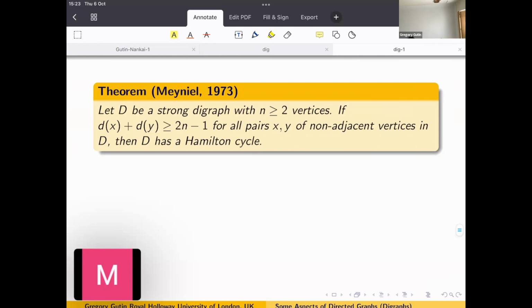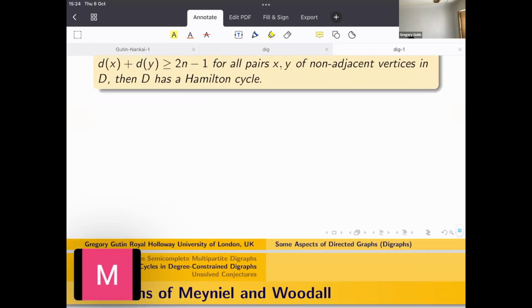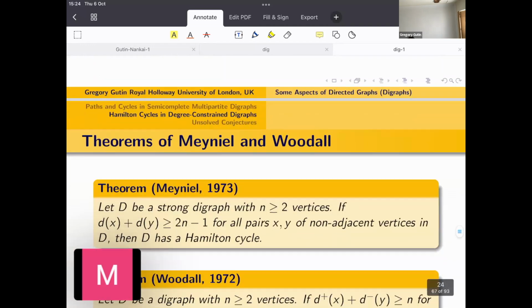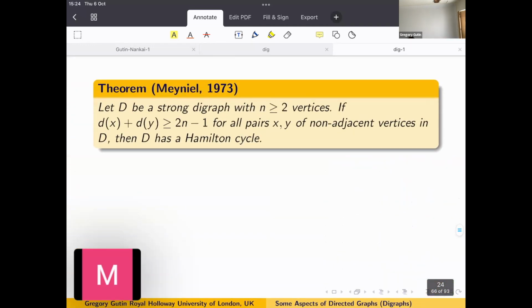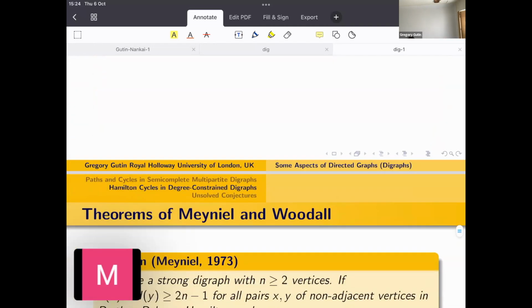Manoussakis proved a theorem in 1973: if D is a strong digraph with at least two vertices, and the sum of the degrees of two vertices is at least 2n minus 1 for all non-adjacent pairs of vertices x and y, meaning there are no arcs between them, then D has a Hamilton cycle. So it essentially generalizes Camion's theorem for tournaments.